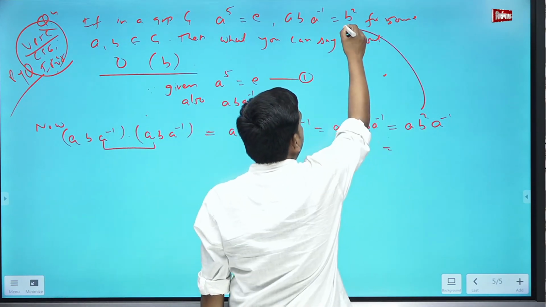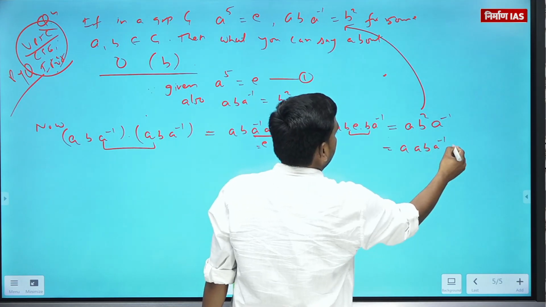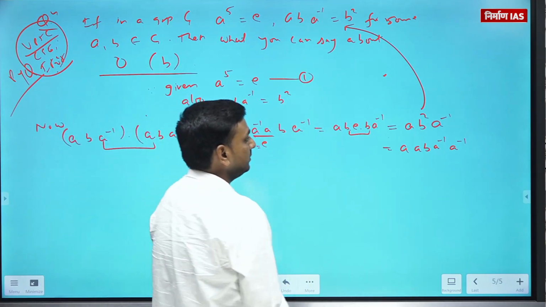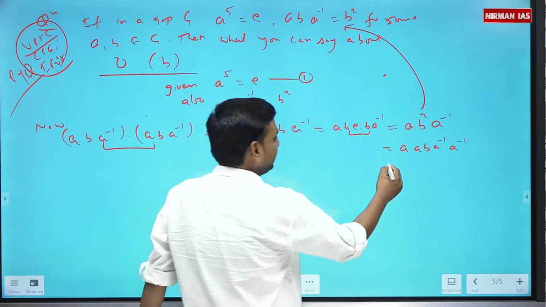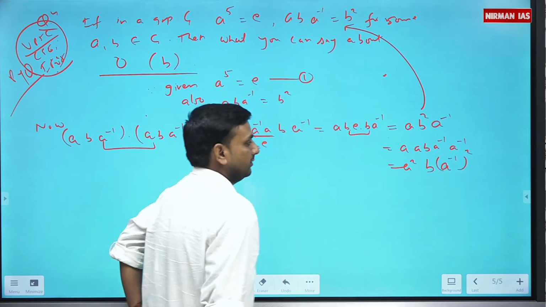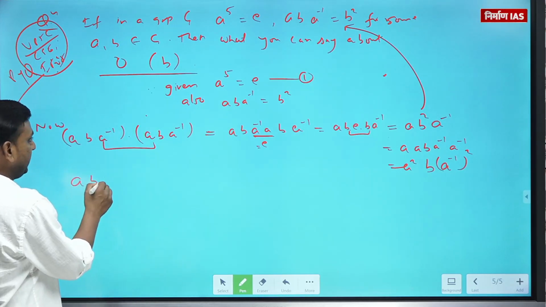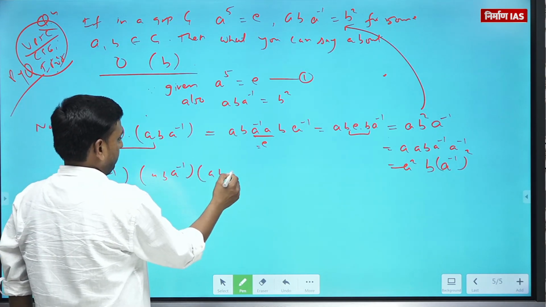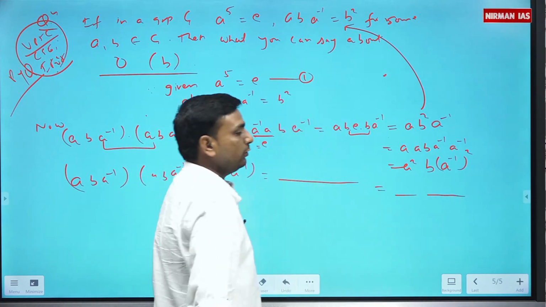Put A inverse in place of B square. What will you have, dear? Simply A square B A inverse square. Is it? So if I compose this again, meaning 3 times, compose like this, and please tell me what you are going to get here.